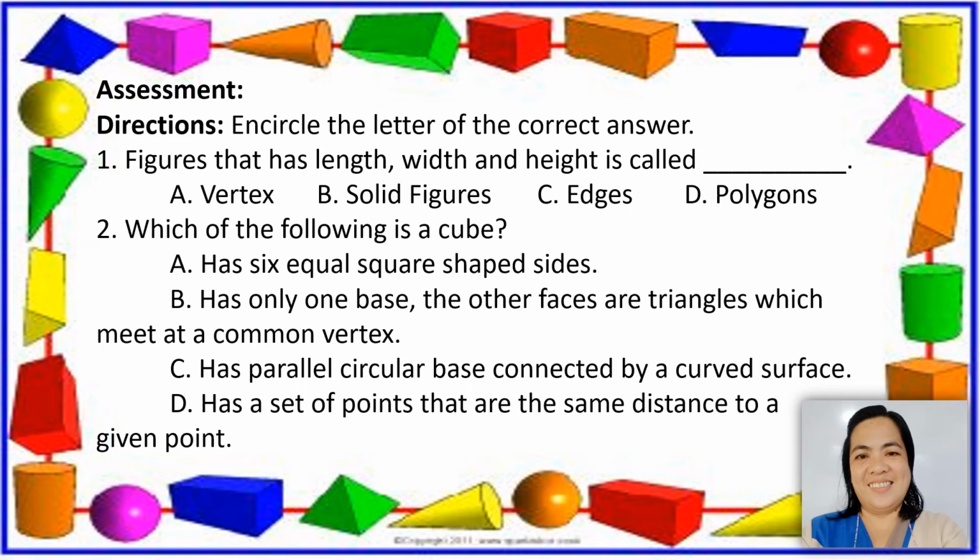Then encircle the letter. Number 2, which of the following is a cube? A, has 6 equal square-shaped sides. B, has only one base. The other faces are triangles which meet at a common vertex. C, has parallel circular bases connected by a curved surface. D, has a set of points that are the same distance to a given point. Choose the letter, then encircle the letter of your answer.